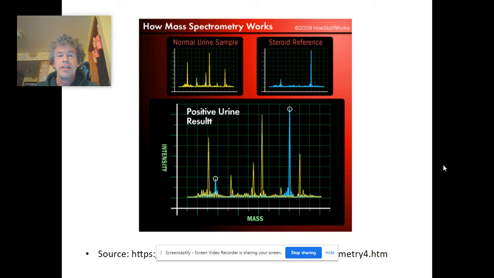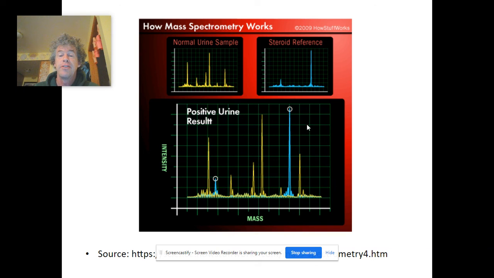Now, this can be used then in looking to see if something like illegal steroids have been used. So if you were to just run a normal urine sample, you're going to get a series of peaks. Now, when you use steroids or drugs or something like that, the body will be breaking those down, but then again, there will be a signature of the particles that are left from the breakdown products of the steroids that are produced.